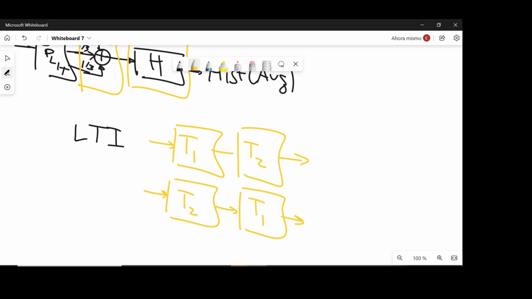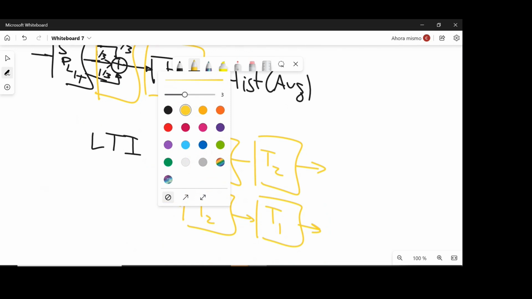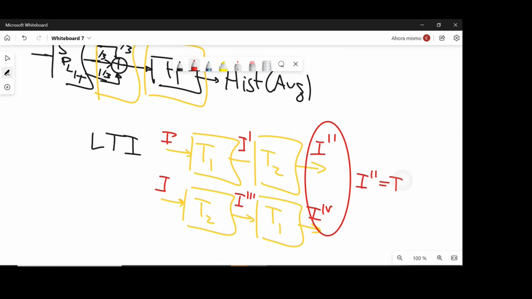So this result, you have an input. What have I chosen for the input? Here you have I first, here you have I second, here we have I third, here we have I fourth. These two are the same, so I2 is equal to I4. That's for sure. What about I1 and I3? Are they equal? They are not. In general, they are not.